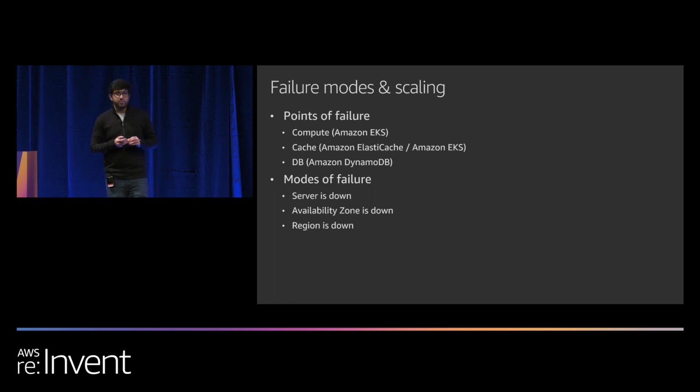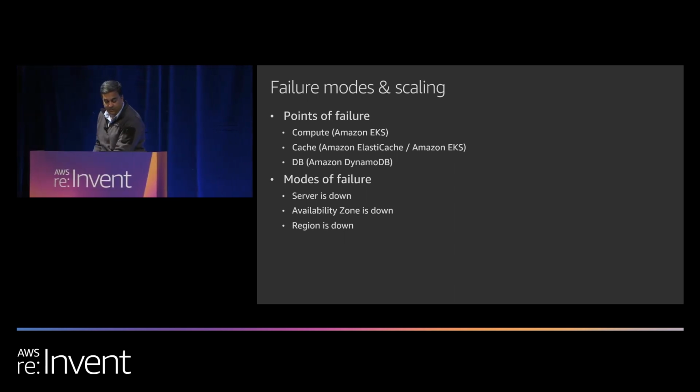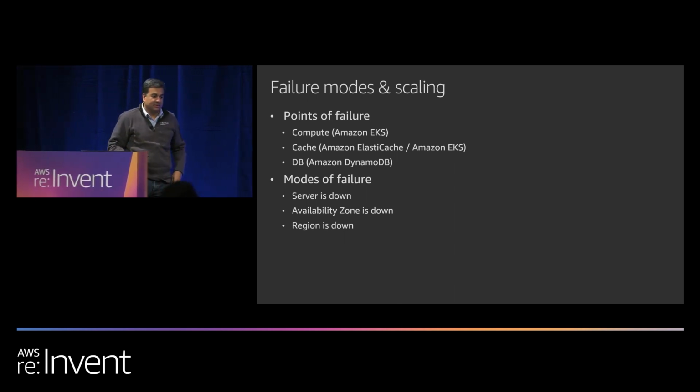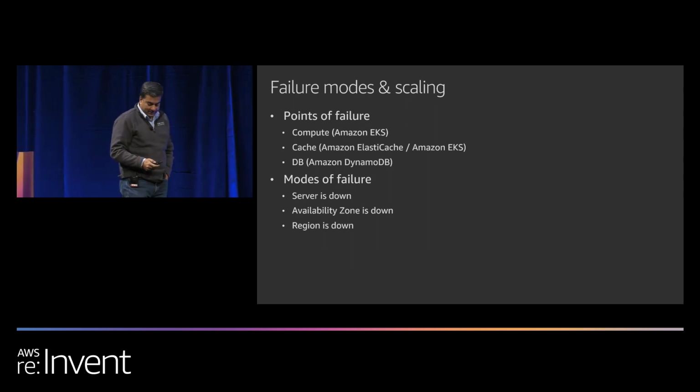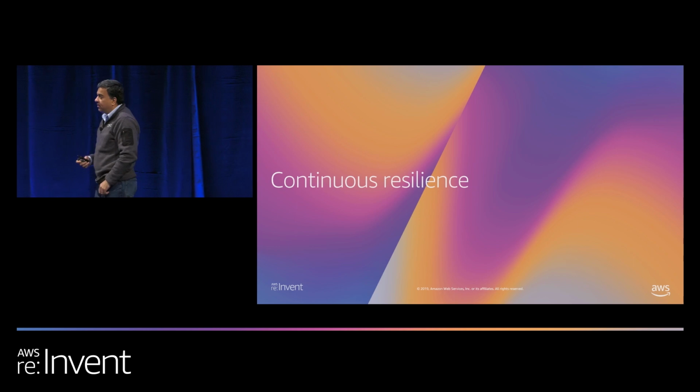So that's an overview of how Snap thinks about our tier 1 services and how we design in the face of failures. And so with that, I'm going to hand it over to Pawan to talk about continuous resilience. Hey, thanks Vinay, and that's a great example of a multi-region architecture to build highly resilient applications with global users. We're going to talk about continuous resilience now.